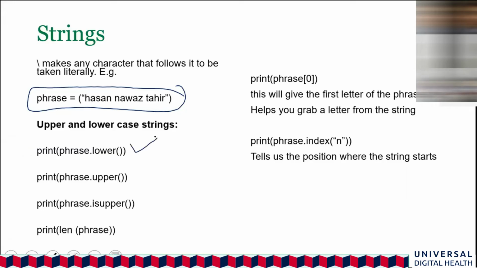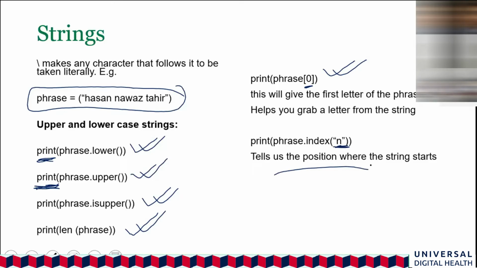And then we had the lowercase command, the uppercase command, in which everything was converted to uppercase. Everything was printed in uppercase, right? The variable remains the same, but the output, the final product that we see, comes out as lowercase or uppercase. With the is upper command, we asked Python, is it in uppercase or not? Then we did the length of the phrase command. Then we did phrase 0, which basically meant that we wanted to look at index position 0, the first letter. Then we also looked at index position n, which told us where the string started.